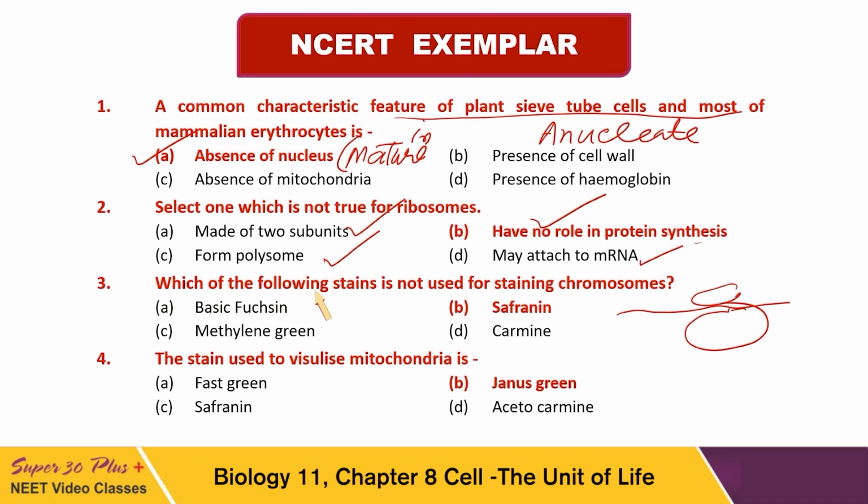Which of the following stains is not used for staining chromosome? Basic fuchsin, methylene green, carmine, all these are basic stains. Safranin is not used to stain chromosomes. The stain used to visualize mitochondria is Janus green, also known as a vital stain. This one is a vital stain.